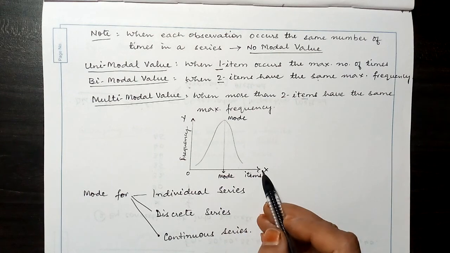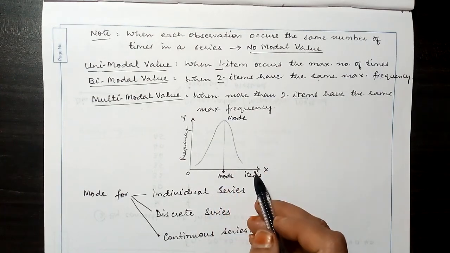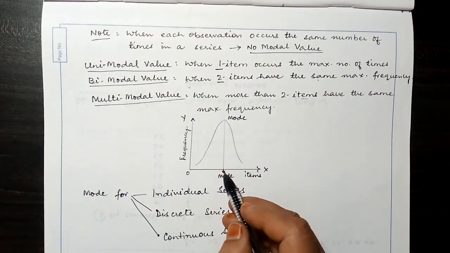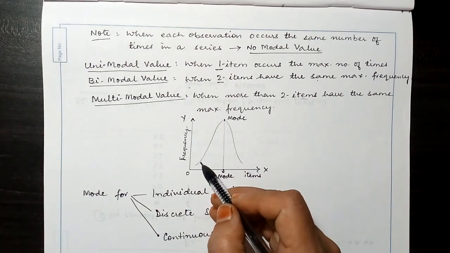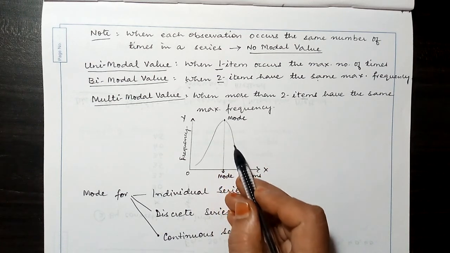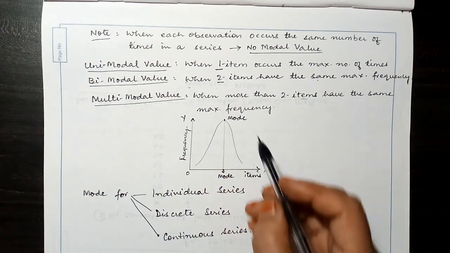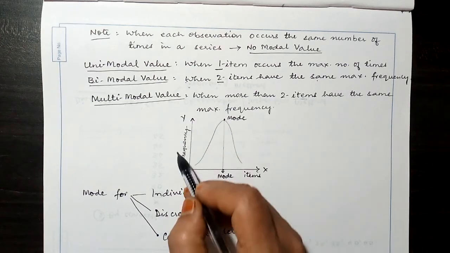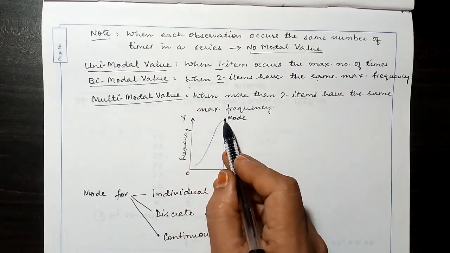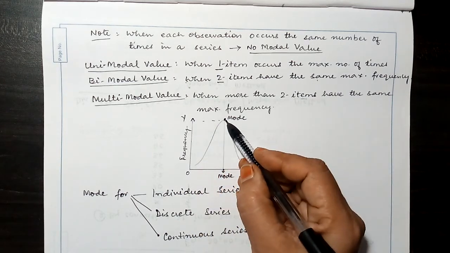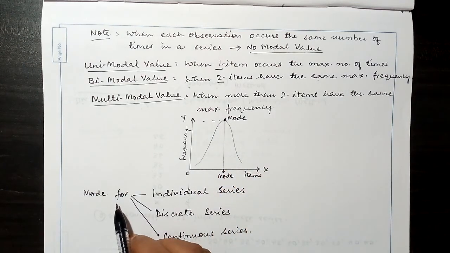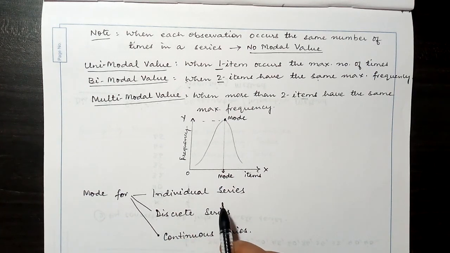Now if you try to plot the mode on a graph with frequency, we will find the modal value appears at this point. If you plot all the frequencies on a graph, then since frequency is on the y-axis, the most frequently occurring value will be at the top because it is the maximum frequency. Now, we will learn calculation of mode for individual series, discrete series, and also the continuous series.